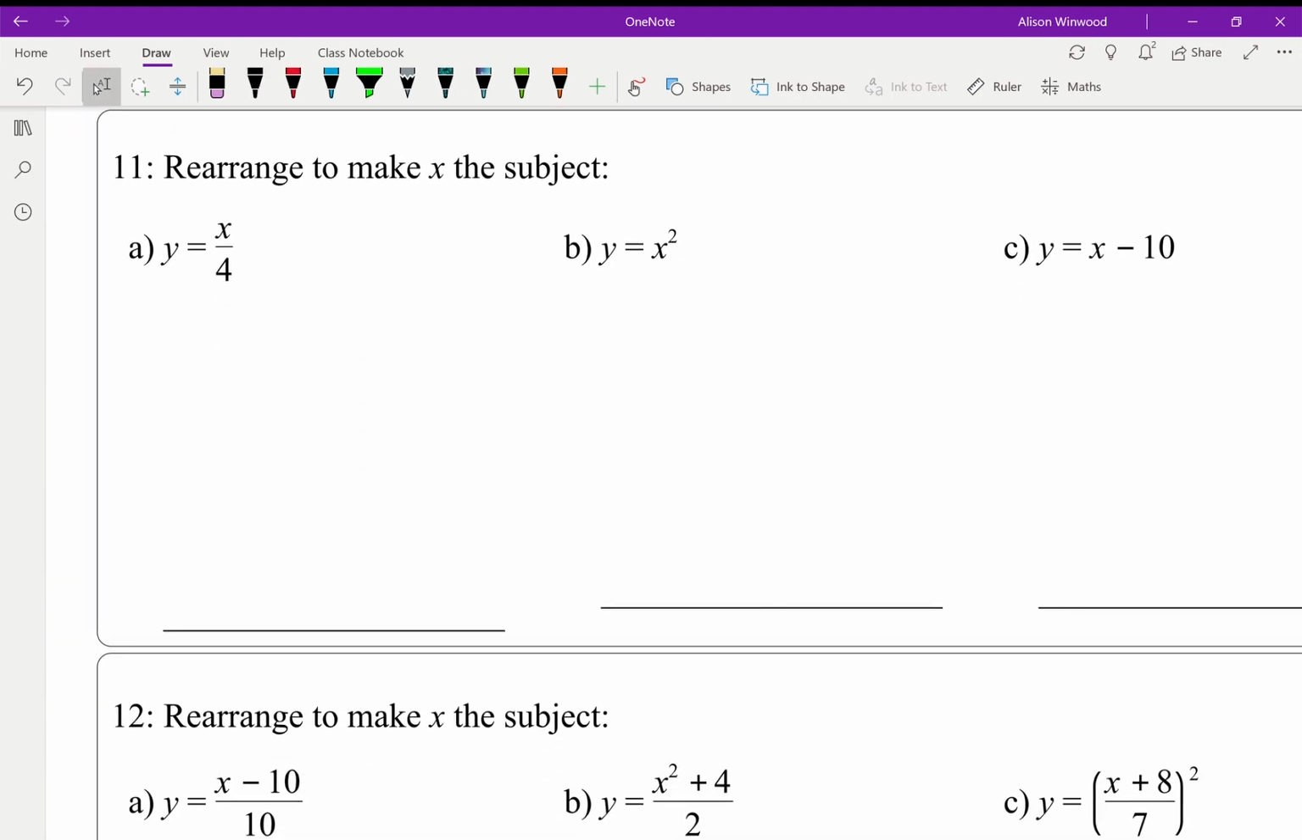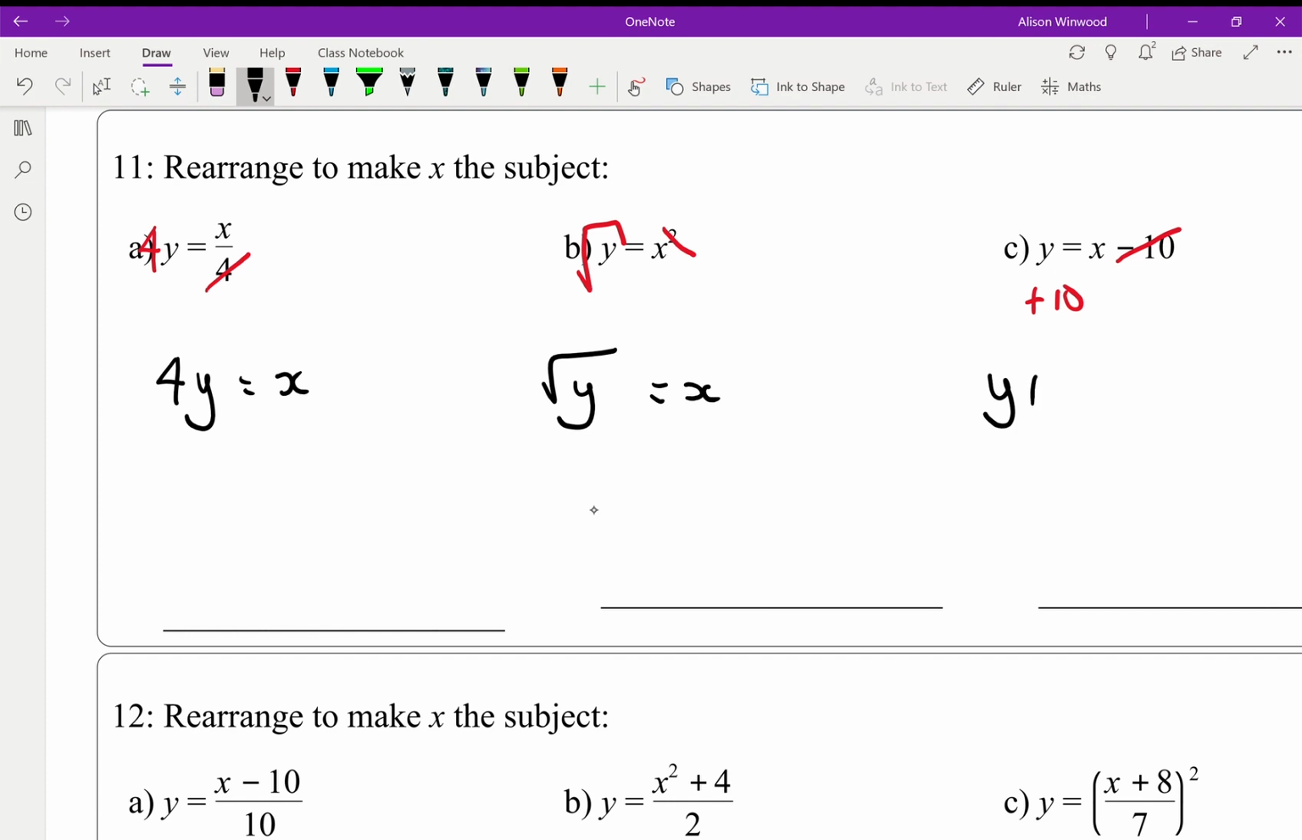Rearranging is the same idea as solving. So the opposite of divide is multiply. So we get 4y equals x. Opposite of squaring is square rooting. So we get the square root of y equals x. Opposite of subtract 10 is add 10. So we get y add 10 equals x.